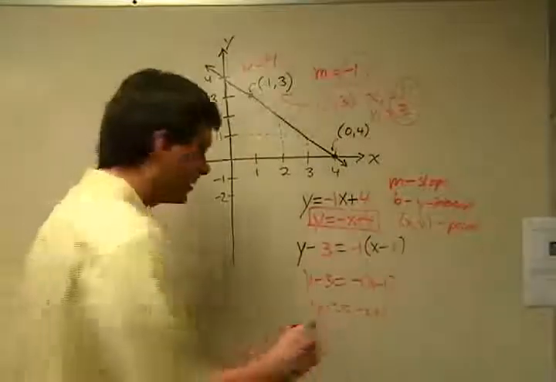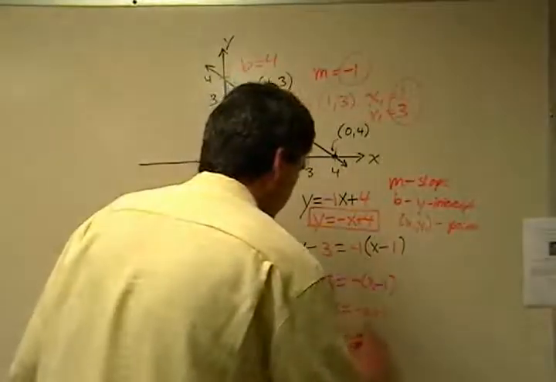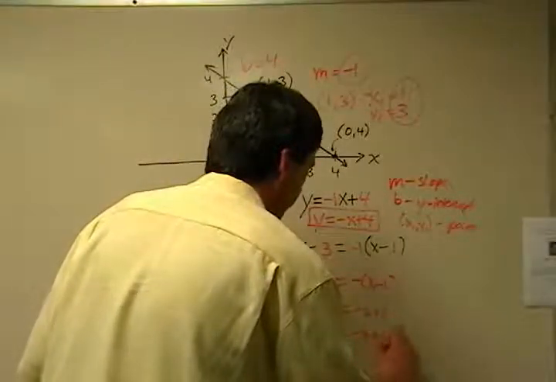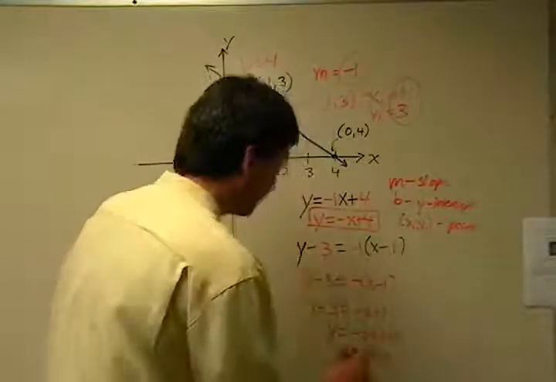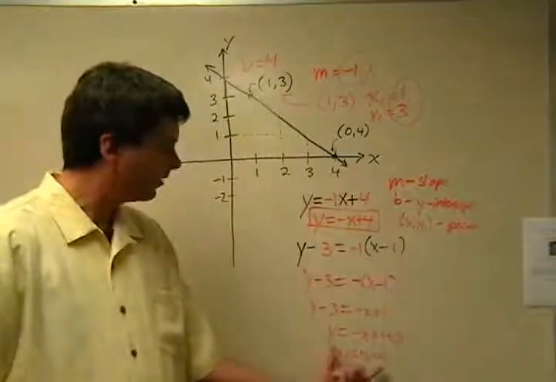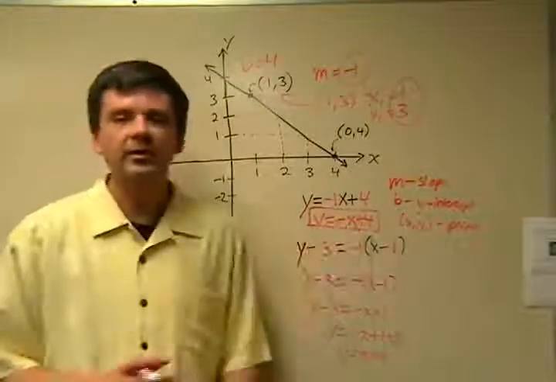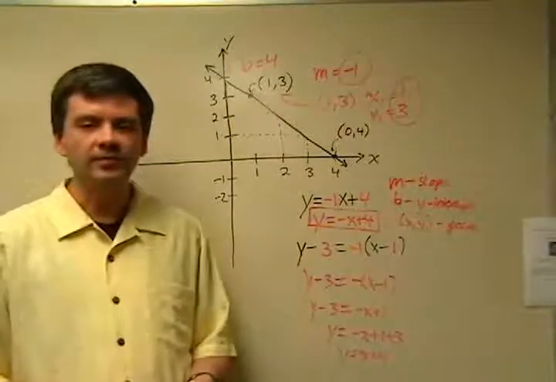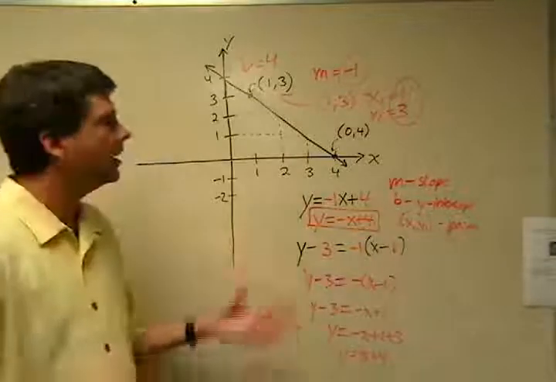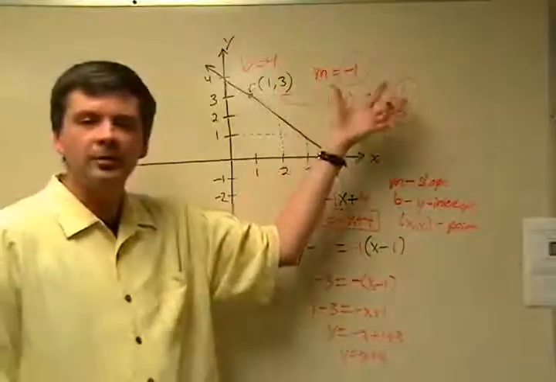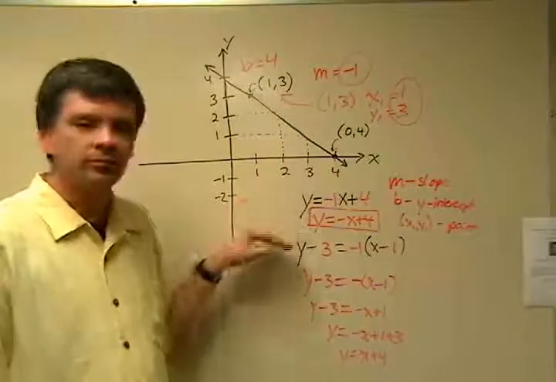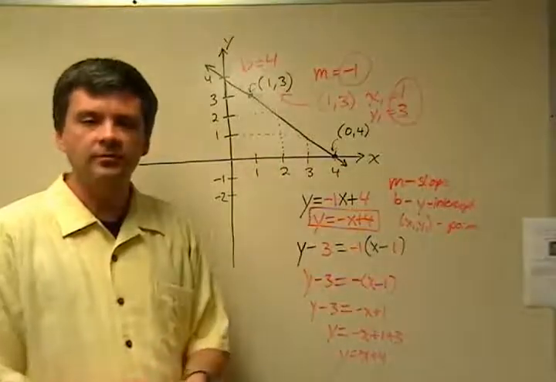Add 3 to both sides. Y equals -x plus 1 plus 3. Y equals -x plus 4. And now we have the same thing that we have up here. So the equation of this line is y equals -x plus 4. And basically, we were just plugging in pieces of information that we know about the line into those two formats.